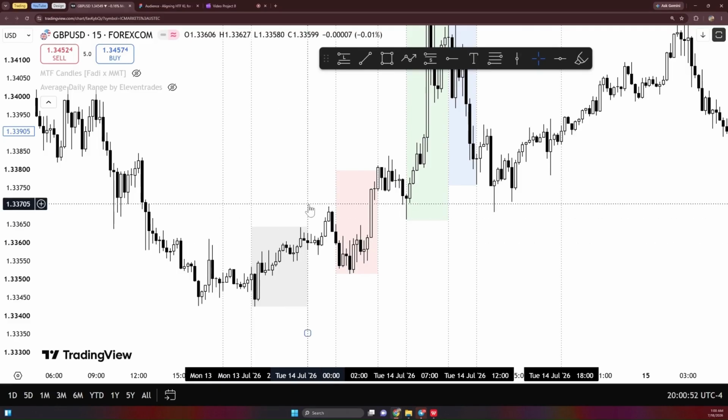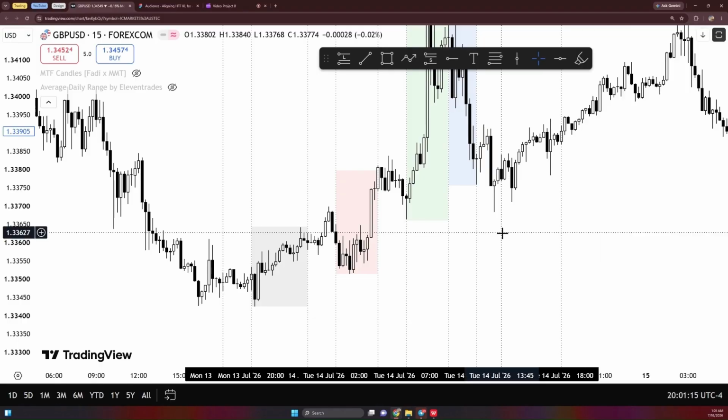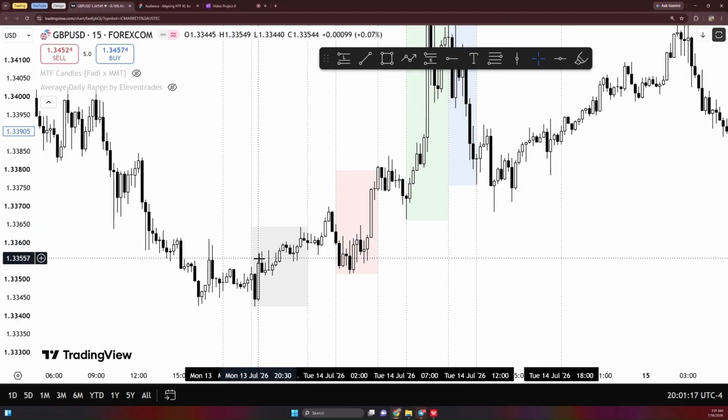Remember we said we are using Eastern Standard Time, so you want to adjust your time zone to New York on your TradingView. You do that by just clicking here, looking for the New York time zone, and selecting it. Once you select the New York time zone, you'll be accurately calling out these times as I am outlining them on the chart.